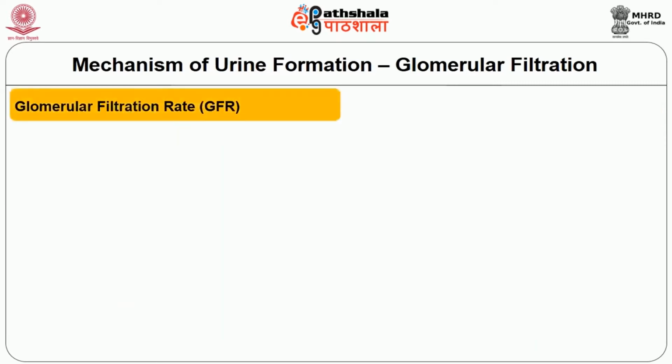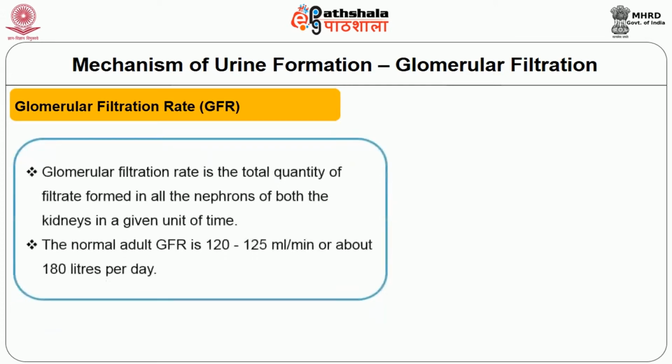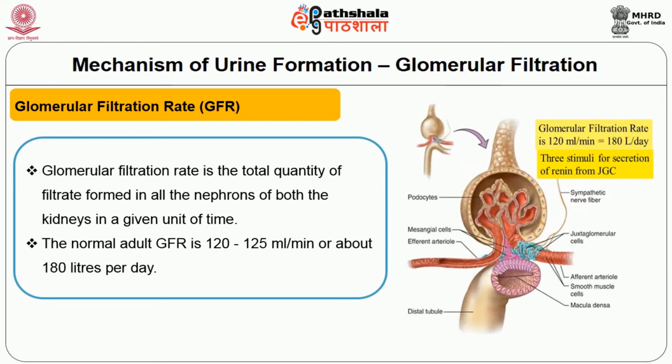Next, we move on to what glomerular filtration rate is. Glomerular filtration rate is the total quantity of filtrate formed in all the nephrons of both the kidneys in a given unit of time. That is, it is the volume of filtrate formed each minute by all the glomeruli of the kidneys combined. The normal adult GFR is 120 to 125 milliliters per minute, or about 180 liters per day.